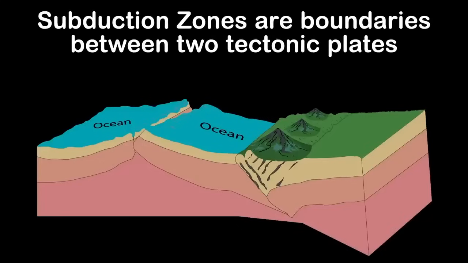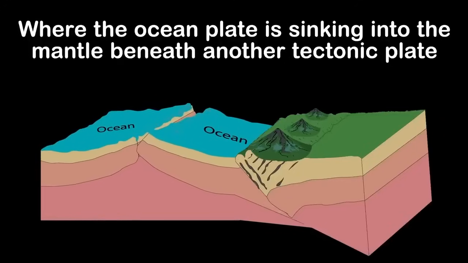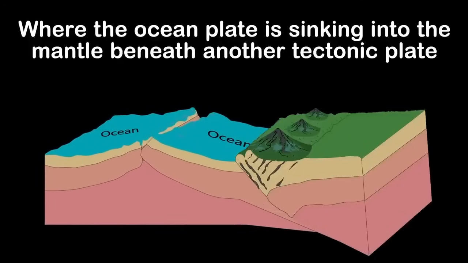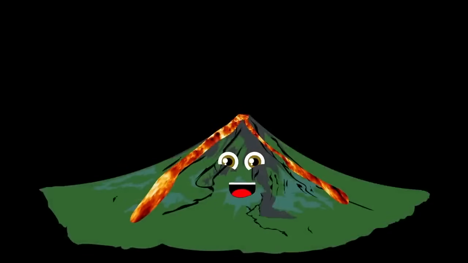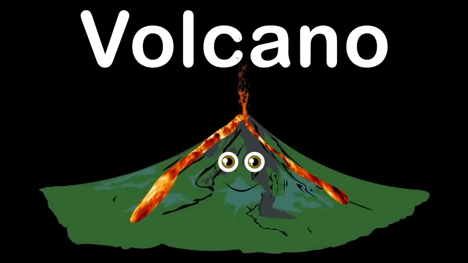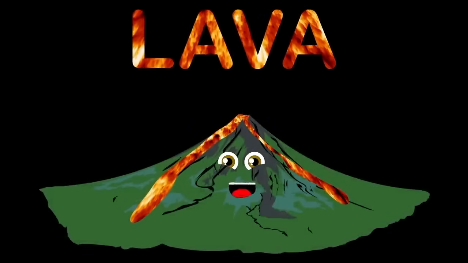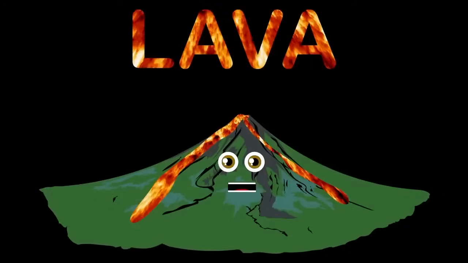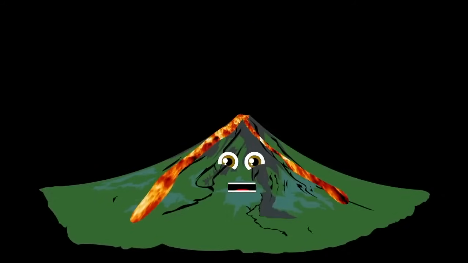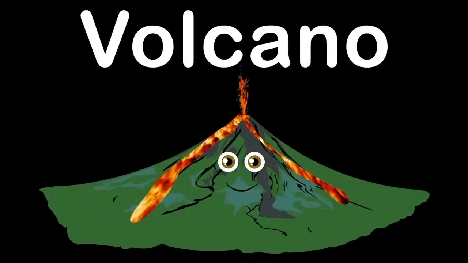Subduction zones are boundaries between two tectonic plates, where the ocean plate is sinking into the mantle beneath another tectonic plate. I am a volcano. I'd love it if you learn a bit more about me. I am a volcano. You can find me on land or in the sea.